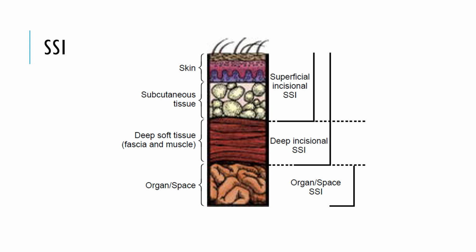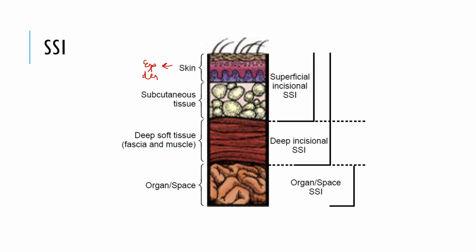Coming to surgical site infection. So we have different layers of our body. First is our skin. Skin again, as you know, has the epidermis, that is the topmost layer. Lower down you have the dermis. Then you have the subcutaneous tissue. Then you have the deep soft tissue, which is your fascia and your muscles. And you have organ or space.